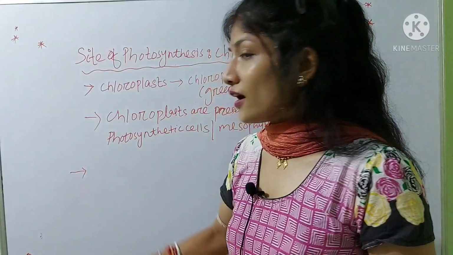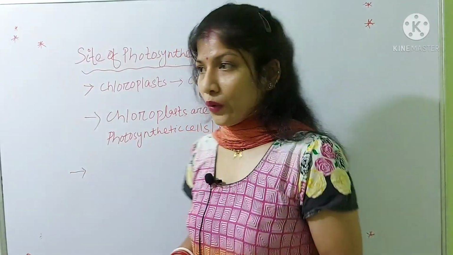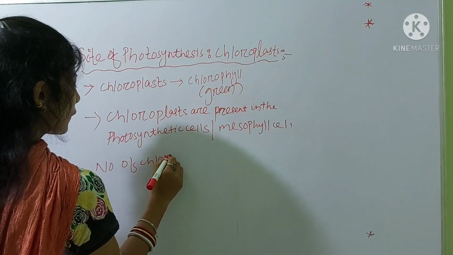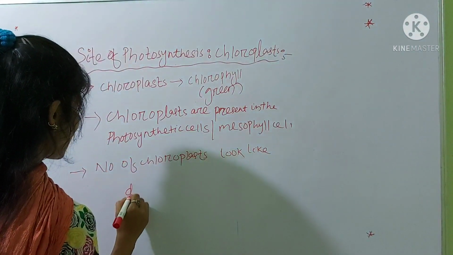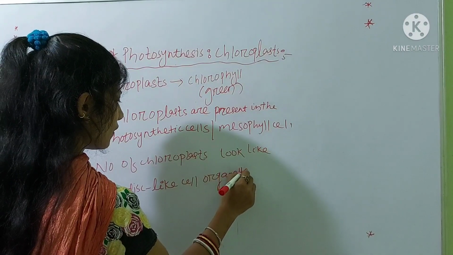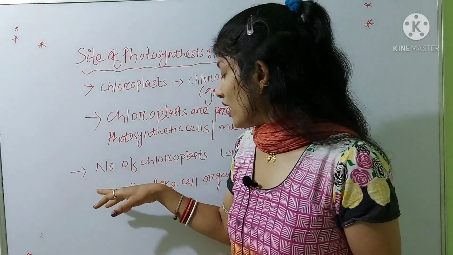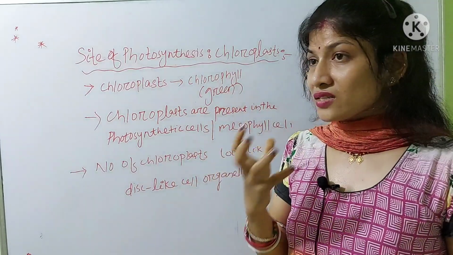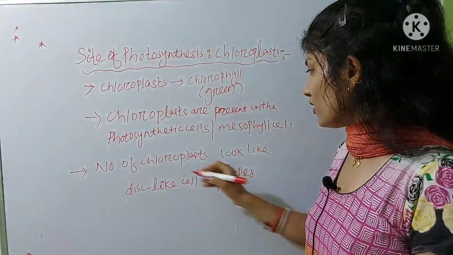If we observe the cross section of the leaf under a light microscope, we will be able to see a number of chloroplasts, which look like numerous disc-like cell organelles.